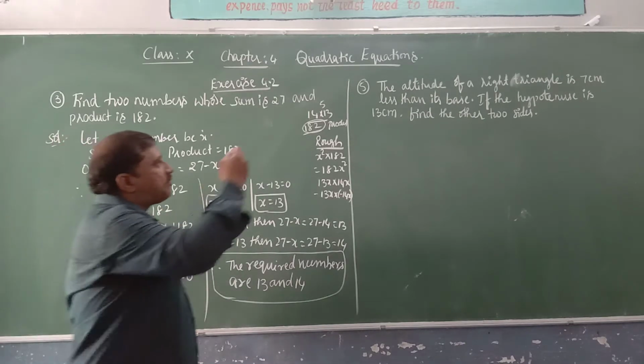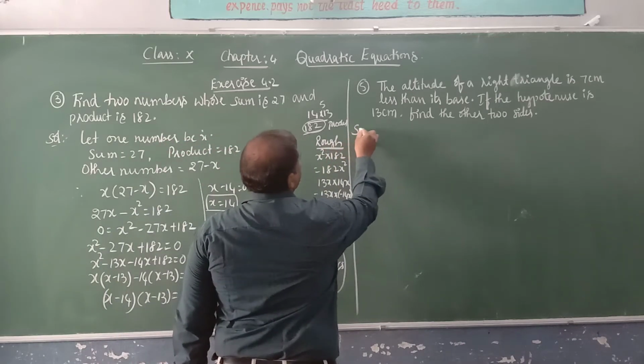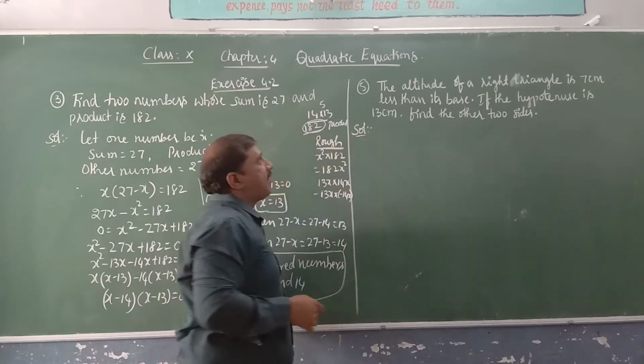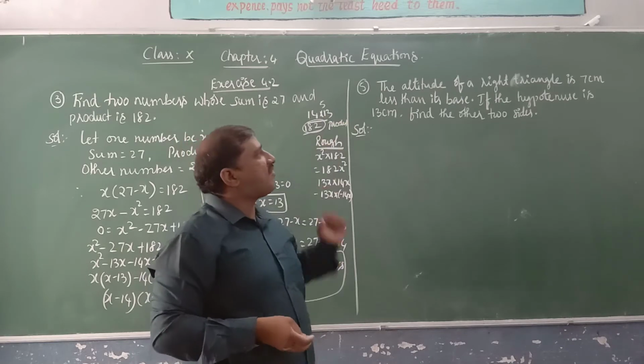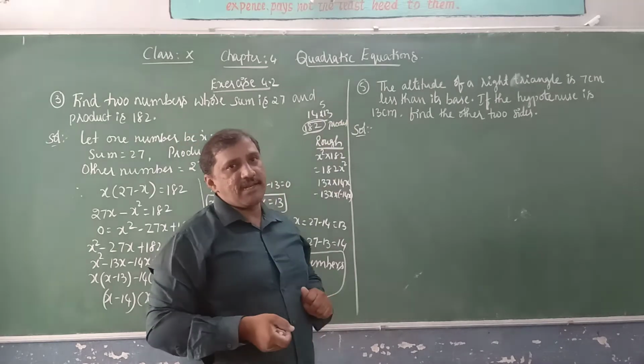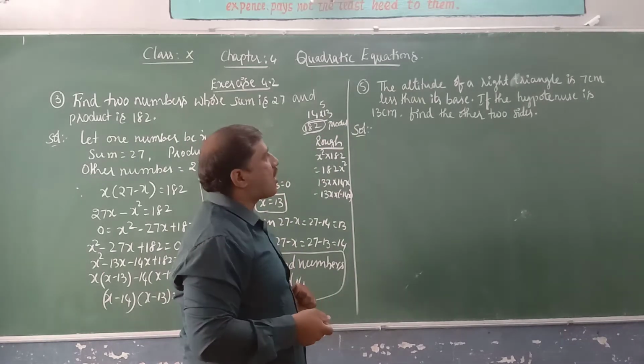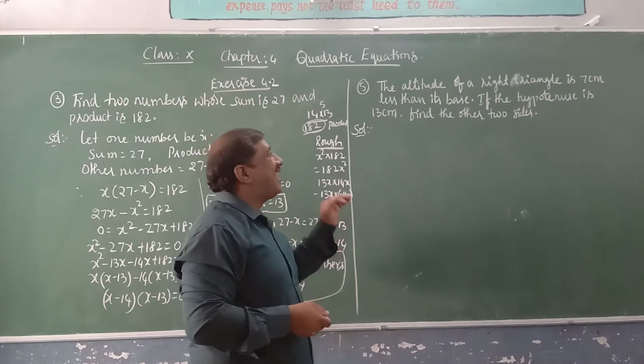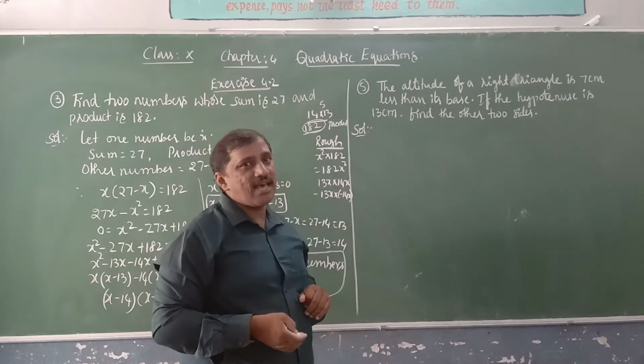Now we will discuss one more sum, that is the fifth sum. It is related to our geometry. Next, the altitude of a right triangle is 7 centimeters less than its base.